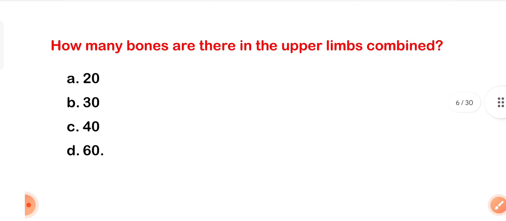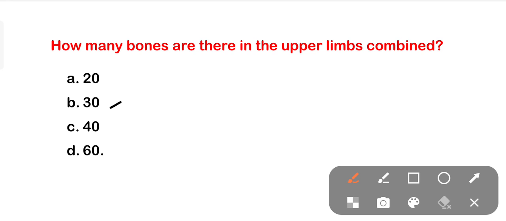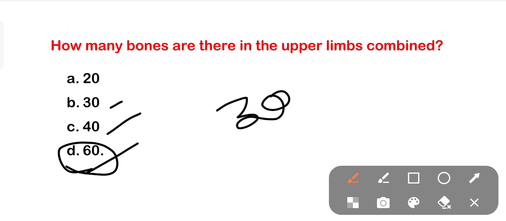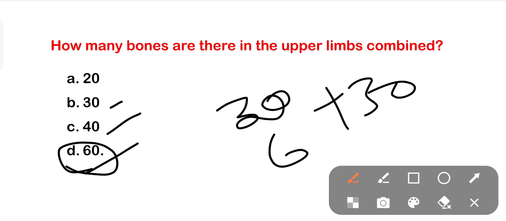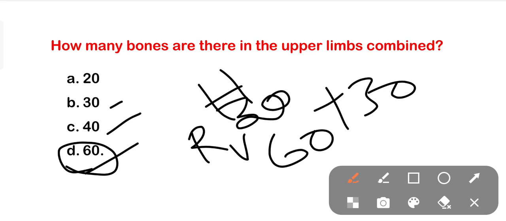The next one is how many bones are there in our upper limbs combined. So in our upper limbs how many bones are present? Option A 20 bones, option B 30 bones, option C 40 bones, option D 60 bones. So the right answer is 60 bones. In each hand we have 30 bones, and 30 plus 30 is equal to 60. For the upper limbs we have 60 bones. Those are humerus, radius, ulna, carpals, metacarpals and phalanges all together, and the count is 60.